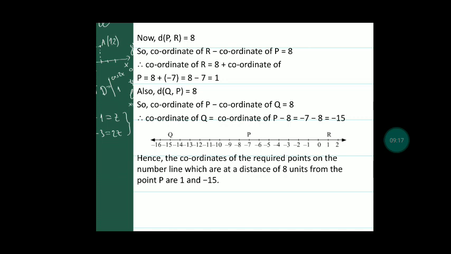Hence, the coordinates of the required points on the number line which are at a distance of 8 units from the point P are 1 and minus 15.